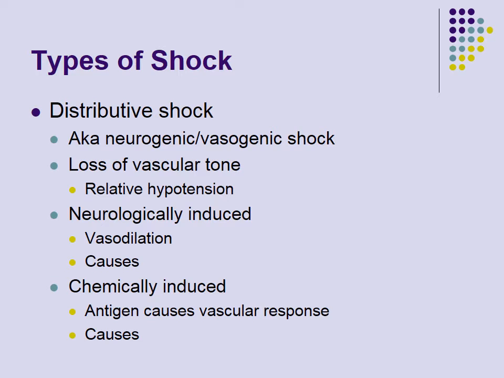Chemically induced distributive shock is another type that we look at. And this is where the antigen causes a vascular response. And so the most common causes that we see of this happening is anaphylaxis. We see this in sepsis. We see this whenever there's any kind of capillary leakage, such as burn patients, liver failure, peritonitis, ileus, and also we can see it with large wounds.